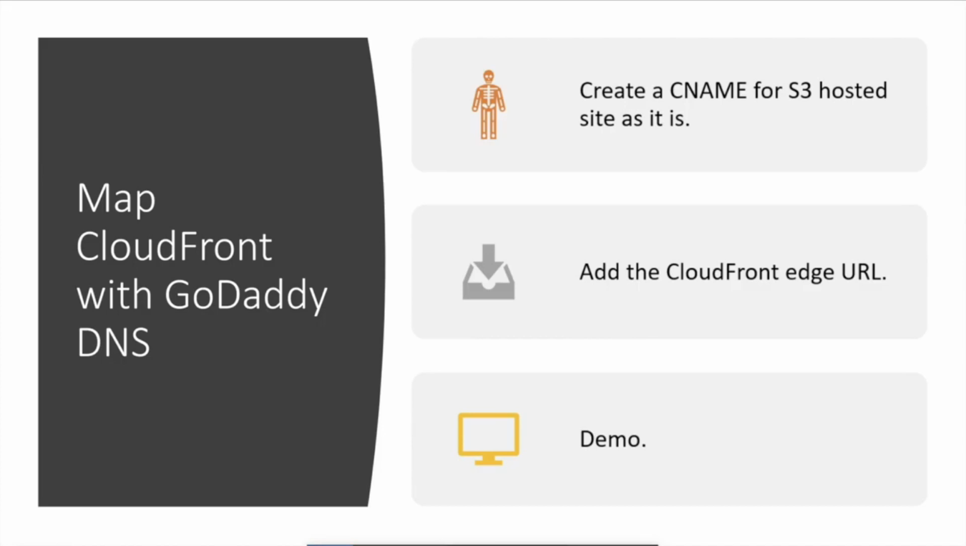Now we add the mapping of the CloudFront distribution with the GoDaddy DNS. In order to do that, we have to create a CNAME and add the required information related to the S3 hosted site. In here, we need to add the CloudFront URL for that CNAME, and then you will be done. So let's look at in the demo how we can do that.